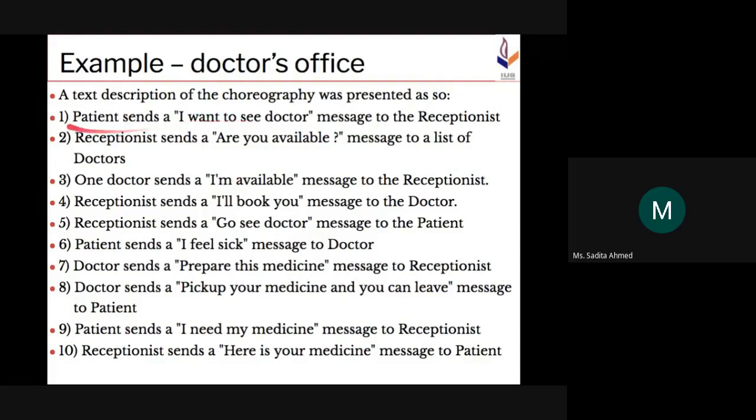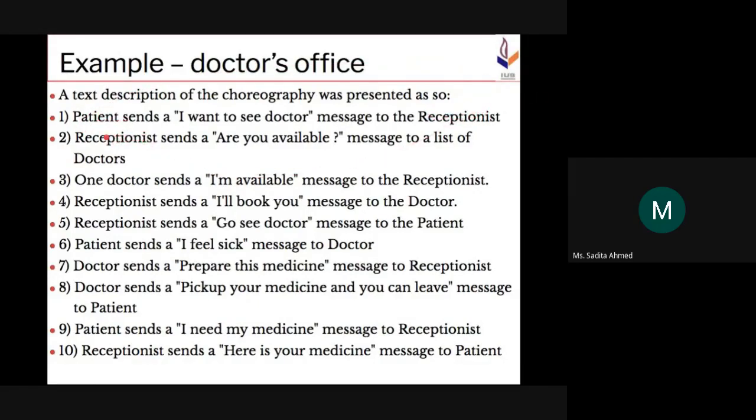So first and foremost, let's start from the first step. The first step is that the patient sends an "I want to see doctor" message to the receptionist. So the patient performs an action, sending a message to the receptionist. What do we need to understand from this? We need to understand that the patient is an actor, and the receptionist is another actor. The patient actor sends this message to the receptionist actor. So from here, what do we know? That there will be a patient participant, and there will be a receptionist participant.